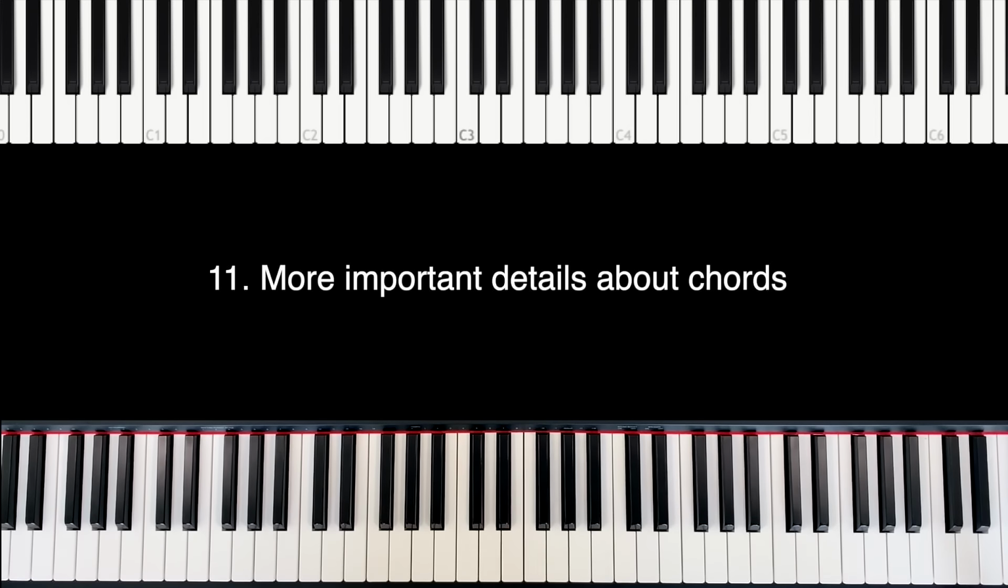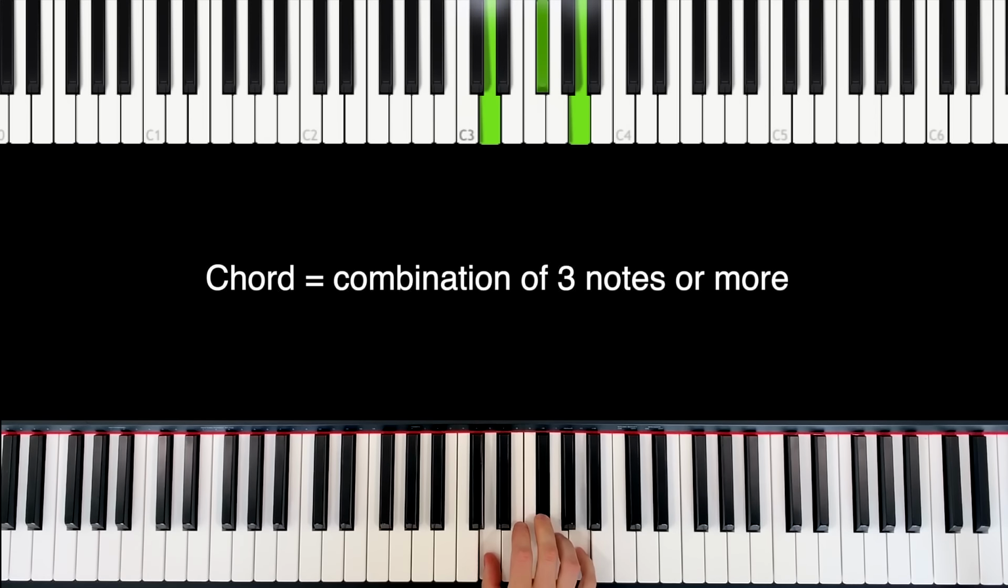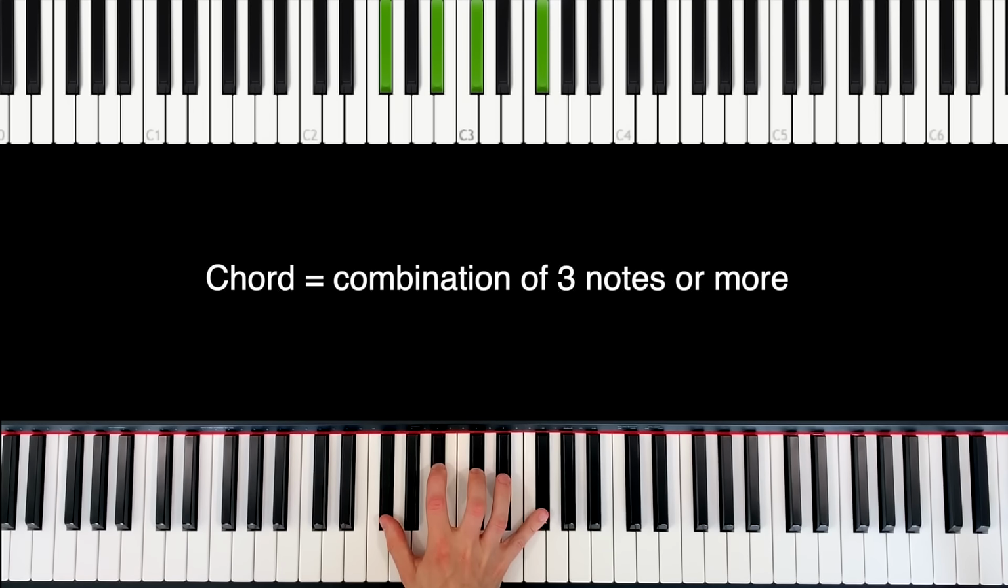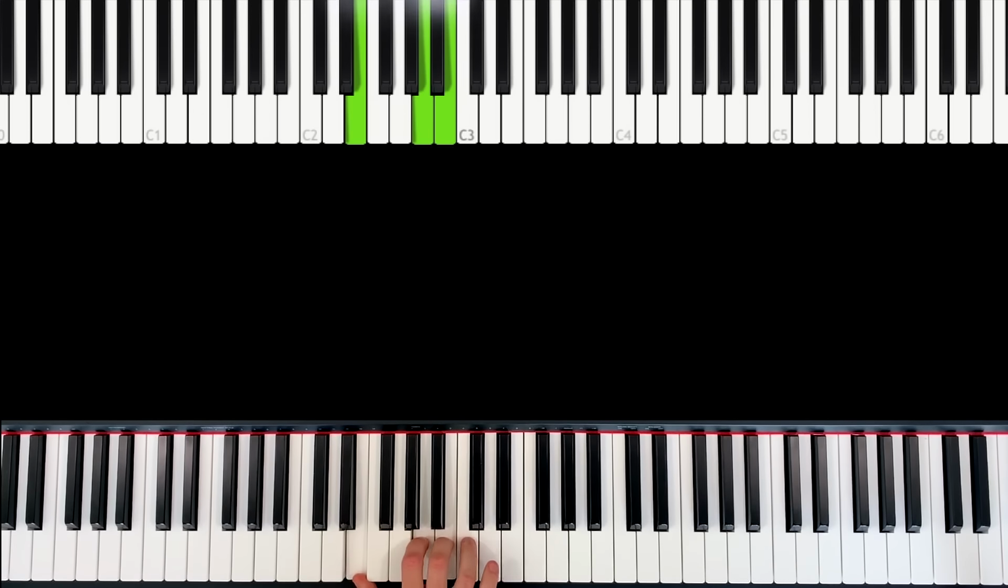So, what is a chord? A chord is a combination of 3 notes or more. Yeah? This is a chord, this is a chord, this is a chord. These are 4 notes. Again 4. This is a chord as well.